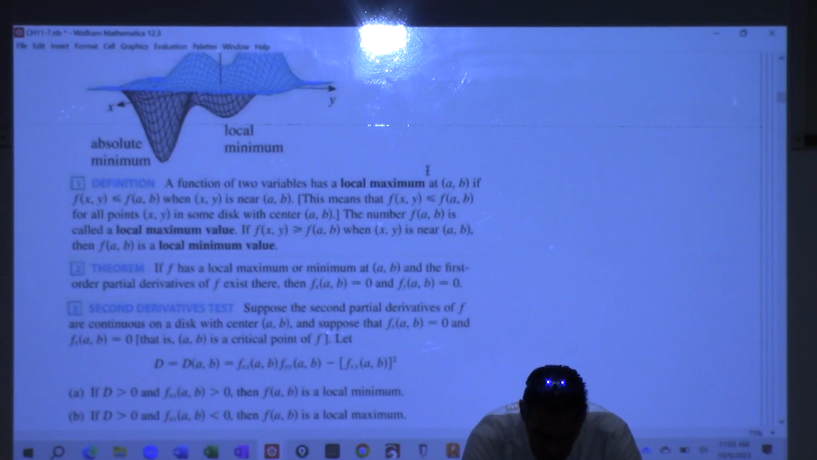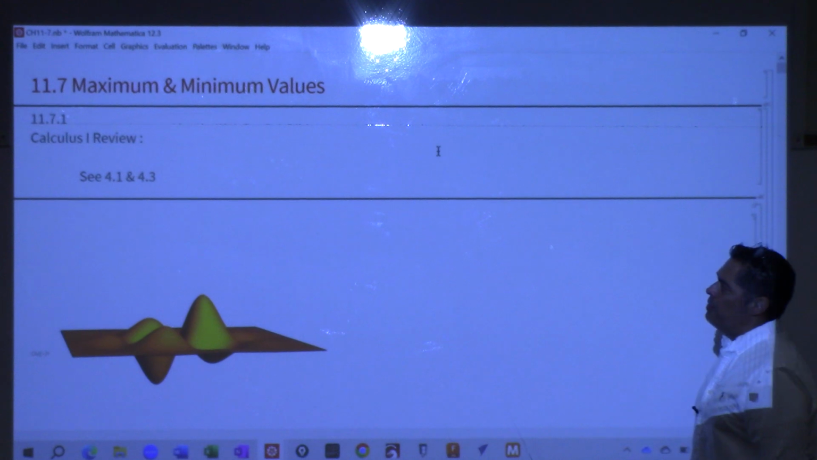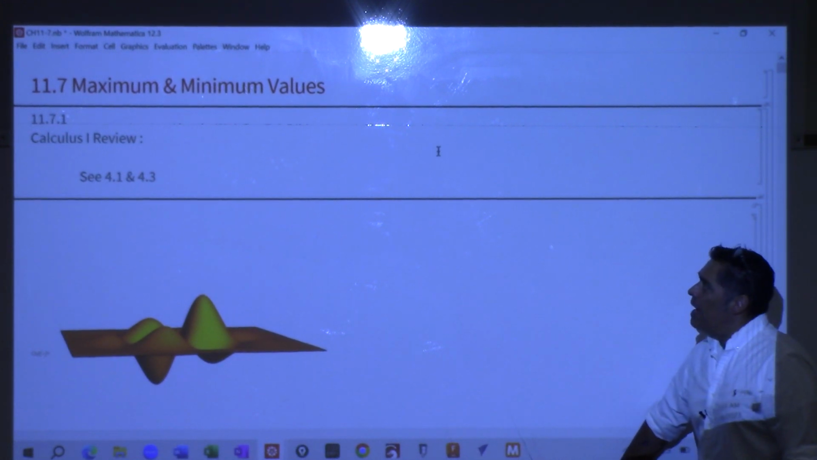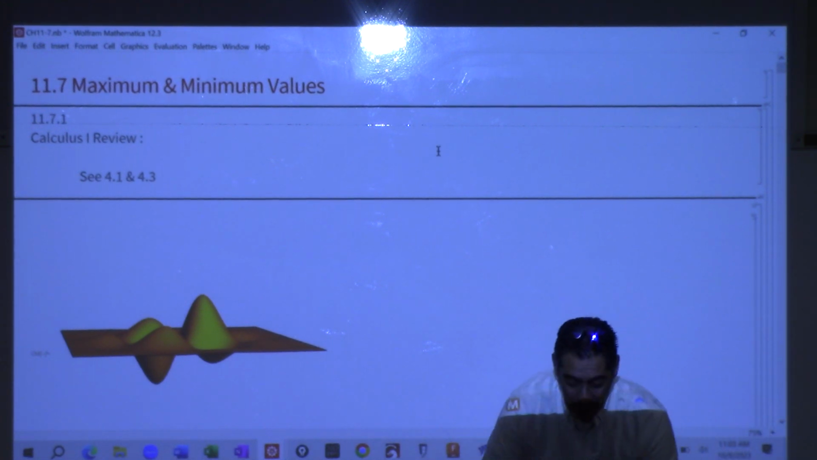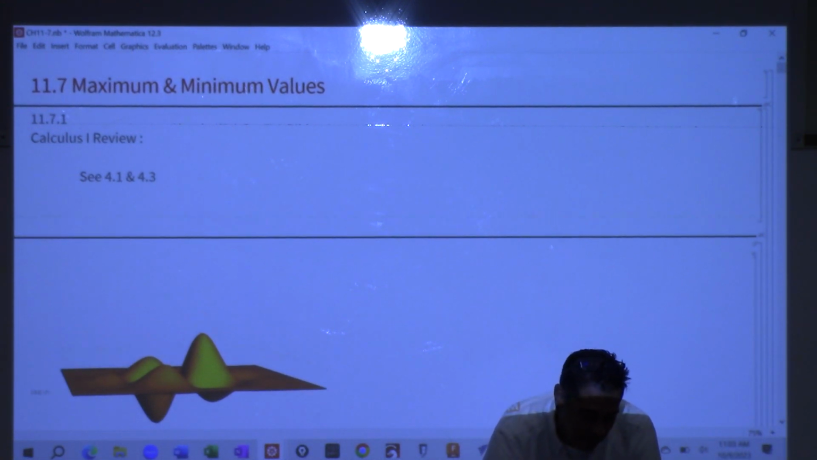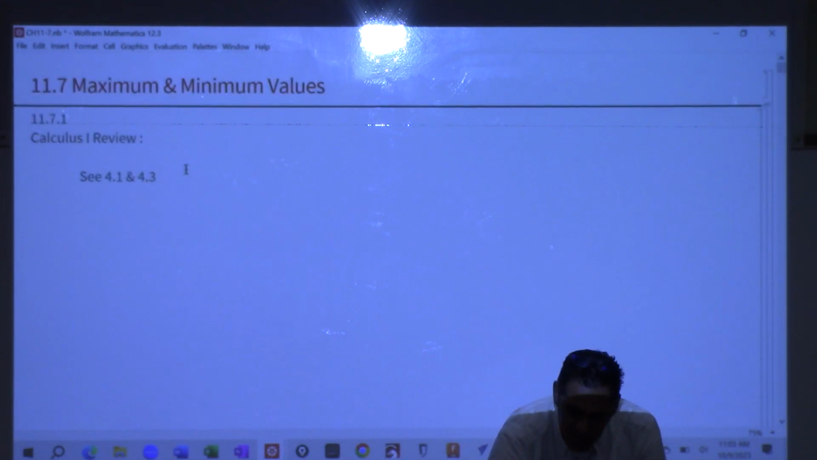We'll see. All right, so what we're going to do now is shift to 11.7, maximum and minimum values of surfaces. And the first thing we want to do is a quick review of Cal 1. And when I do this quick review, you're going to be like, well, thanks, that would have been nice if you would have done that before you gave us that mini exam. But I was hoping that you would have reviewed it on your own.